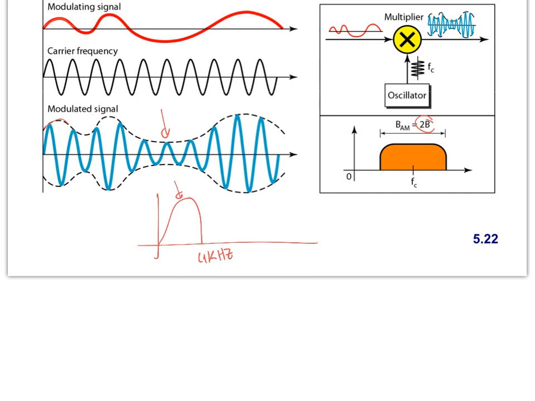As you can see here, it's a sine wave with changing amplitude, which is the result of multiplying the input analog signal with an oscillator that generates a sine wave with fixed frequency. So the output looks like this. At the receiver side, we just need to detect the envelope of this signal.